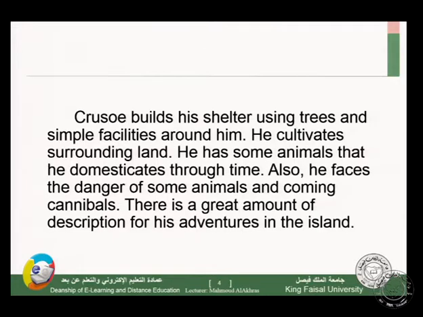Crusoe builds his shelter using trees and simple facilities around him. He cultivates the surrounding land. He has some animals that he domesticates through time. Also, he faces the danger of some animals and coming cannibals. So we have a lot of adventures through the life of Robinson Crusoe on this island. There is a great amount of description of his adventures on the island.